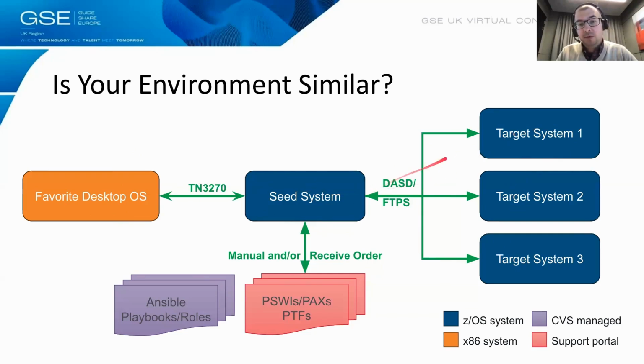You probably have some automation doing at least part of the transfer, or for example, here you probably have receive order enabled on the target, on the seed system, and so on and so on. By the way, if you are not using receive order, I'm strongly suggesting you use it and automatically download PTFs to your local repository.